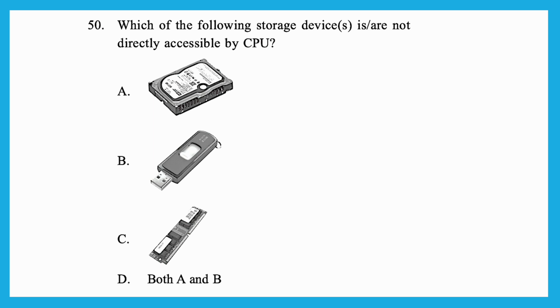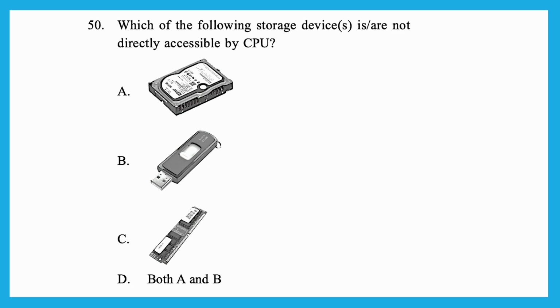Question 50. Which of the following storage devices are not directly accessible by CPU? So CPU can directly access your primary memory, that is volatile memory. It cannot directly access your secondary device, that is non-volatile. Now let's see all the options. Option A is Western Digital Raptor, that is a hard disk drive and it is a secondary device, that is non-volatile. So CPU cannot directly access it.